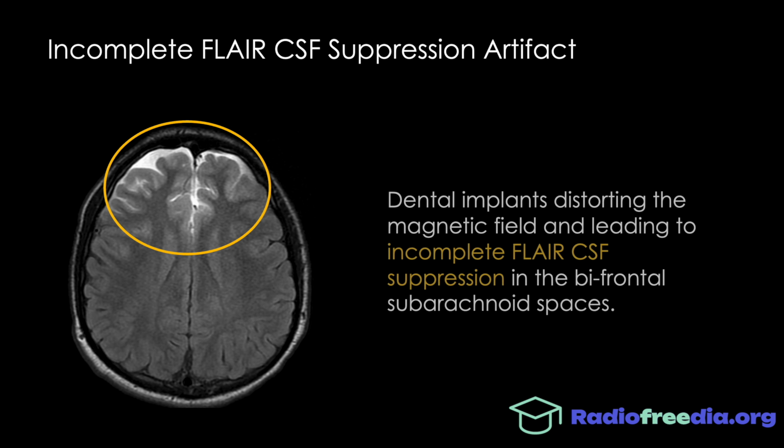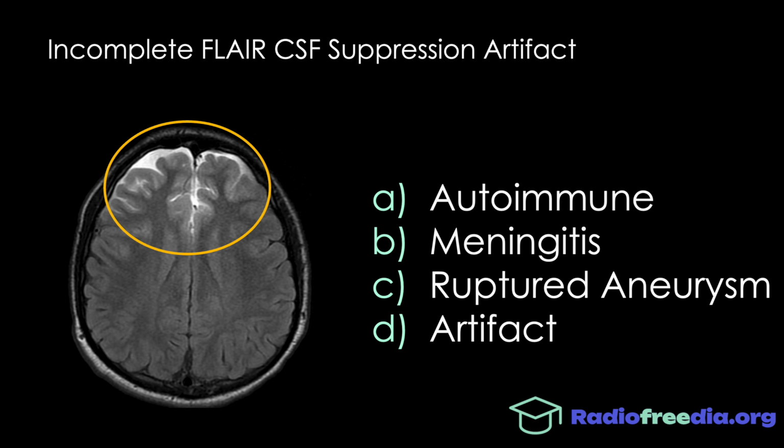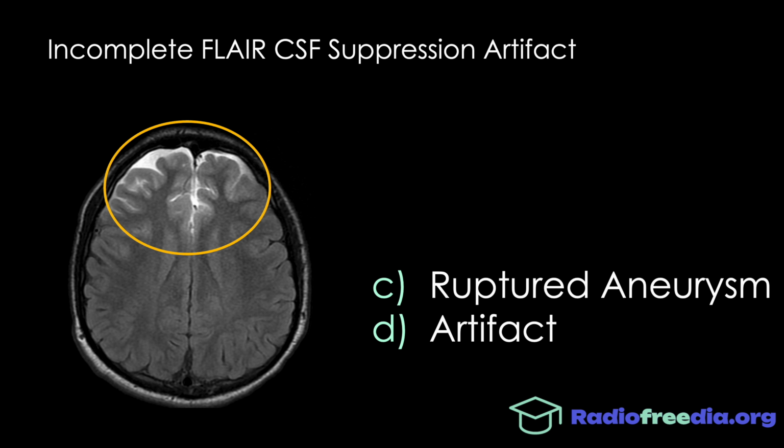Can you think of one very common thing that might distort the magnetic field within this location? How about dental implants? So this is a case of dental implants within the oral cavity disrupting the magnetic field just above this in the region of the anterior frontal lobes, which is why we see incomplete CSF suppression within this area.